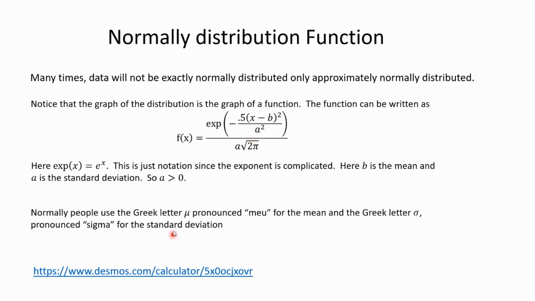But generally for the mean, people use this Greek letter. It's pronounced mu. That's what people use for the mean. For the standard deviation, people use this. It looks like an O, but it has a tail on top. This is called sigma, for the standard deviation.